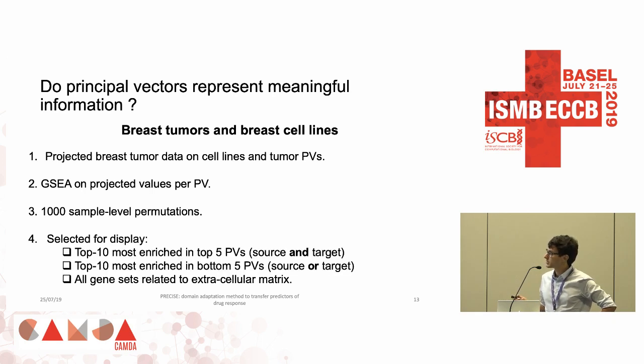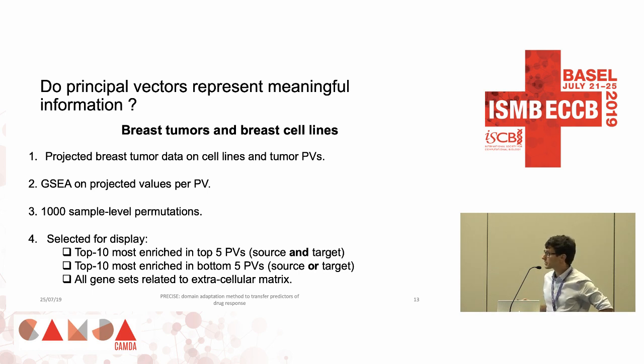And then we selected 25 gene sets: the 10 most enriched gene sets in the top 5 PVs, that were enriched for both source and target principal vectors. So source are preclinical models and target are tumors. The top 10 most enriched in the bottom 5 PVs, so in the PVs that are having contrastive information. And in this case, they were enriched in either one or the other, and all of the time, they were only enriched in the tumors. And we took all of the gene sets that were related to the extracellular matrix.